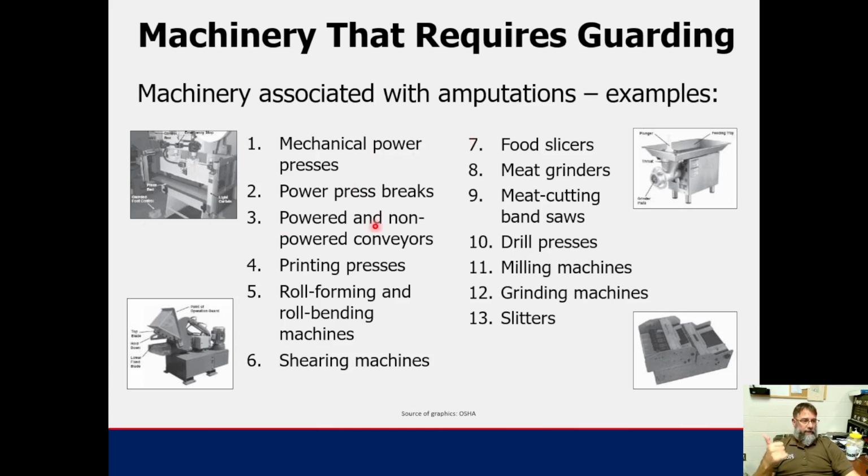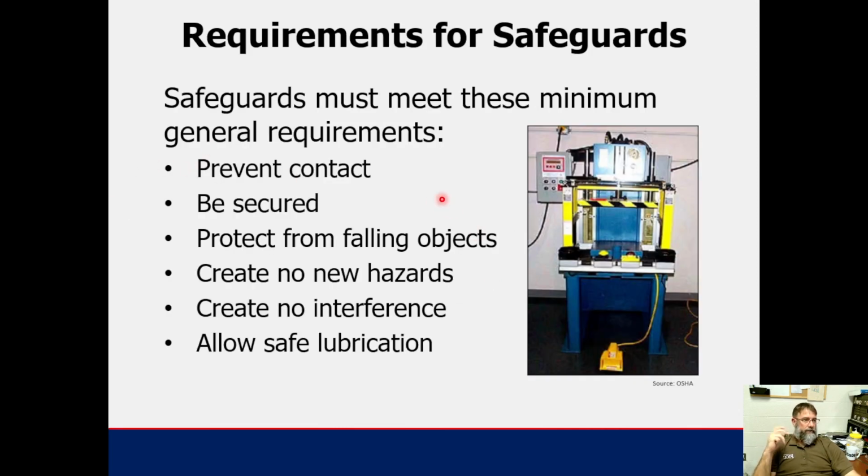Machinery associated with the amputations, there's so many out there. Drill presses, milling machines, meat cutting, bandsaws, things like that. Safeguards. The requirements for safeguards: preventing contact. It's going to prevent contact with the cutting area.